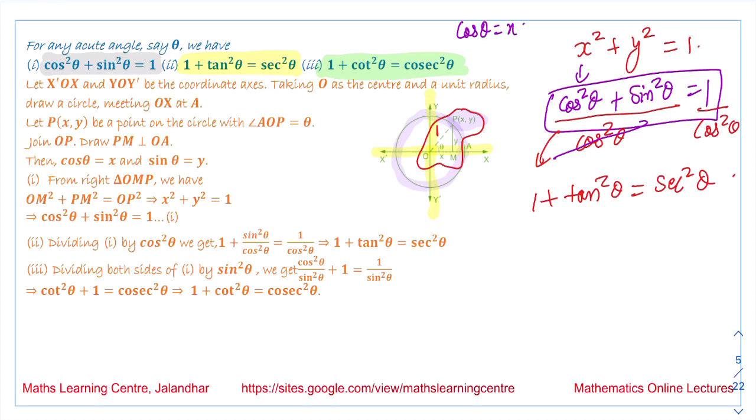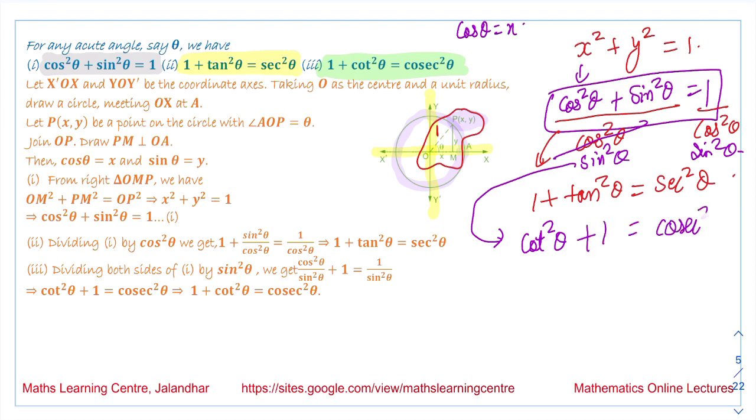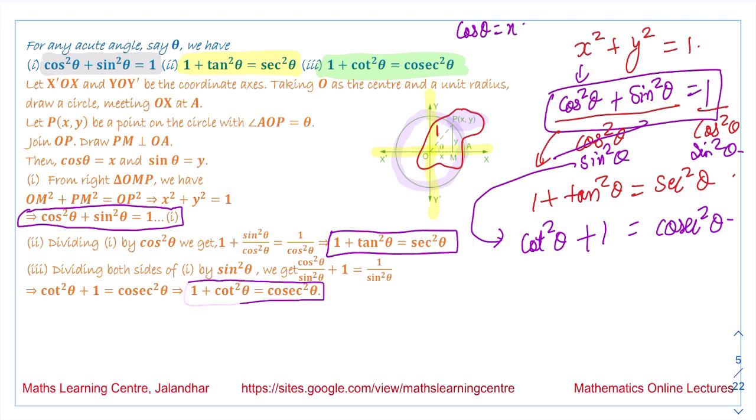If we divide this equation on both sides by sin square theta, the identity we obtain is cot square theta plus 1 is equal to cosecant square theta. So these are the three identities that we have. First is cos square theta plus sin square theta is equal to 1. Second is 1 plus tan square theta is equal to secant square theta. And third is 1 plus cot square theta is equal to cosecant square theta.